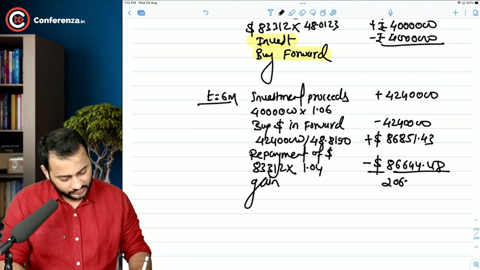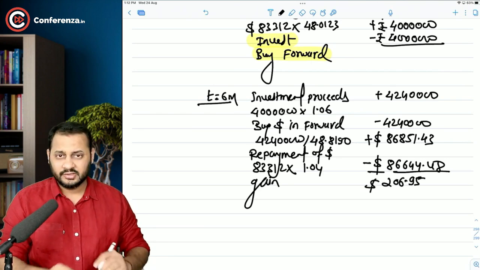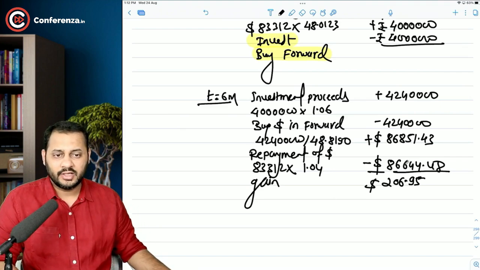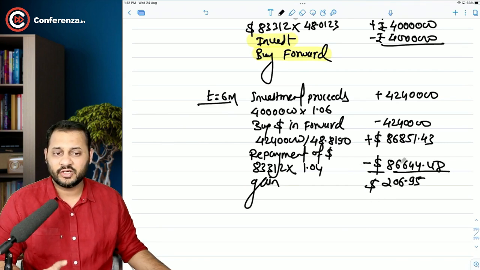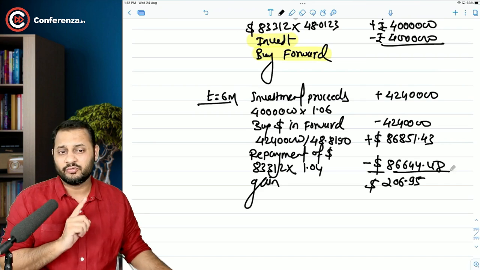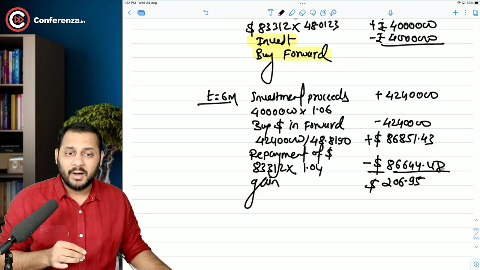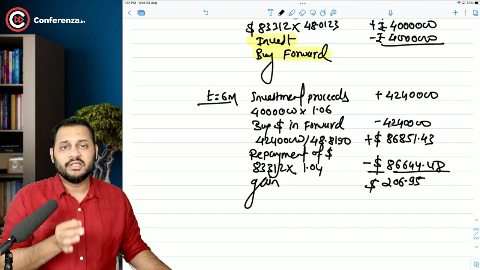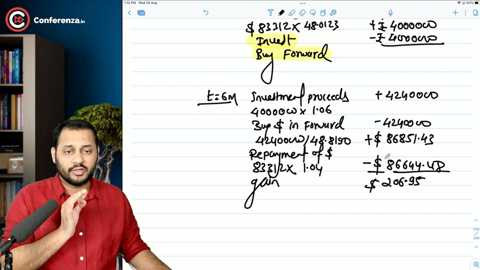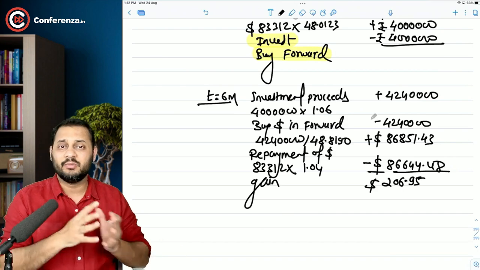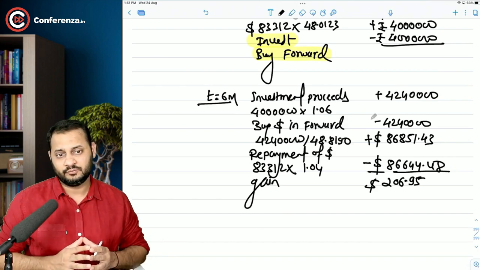that's $206.95. There is another way to have a gain in the rupees. What you can do is calculate the repayment amount first. That means you need $86,644.48 to make the repayment. Pay rupees of that much amount only. Pay rupees so that you can buy only 86,644 dollars under the forward contract, and the balance rupees will be kept with you as a gain.